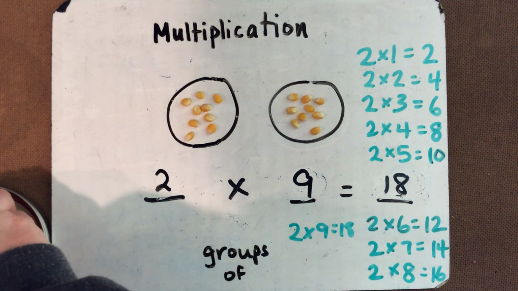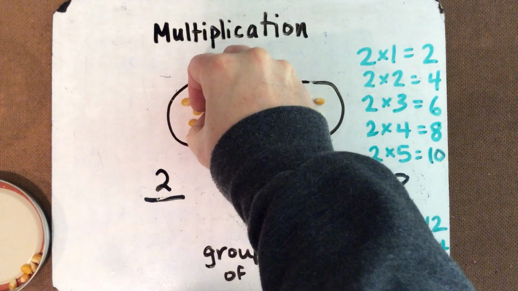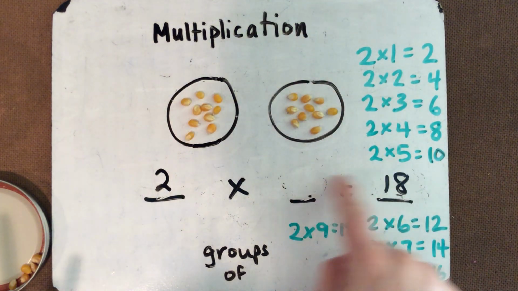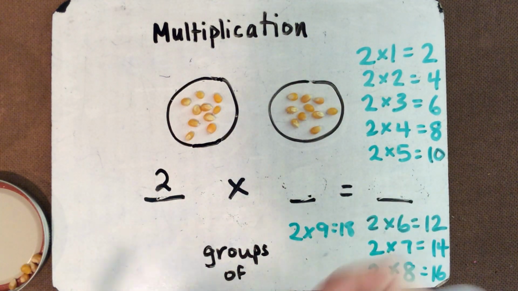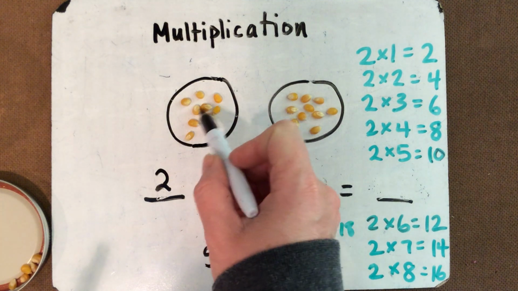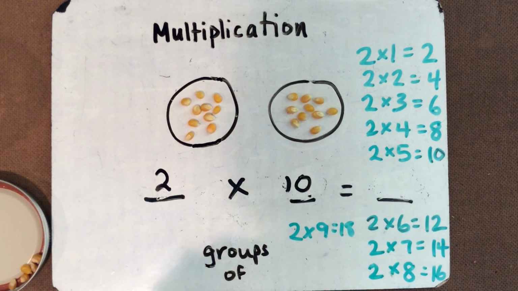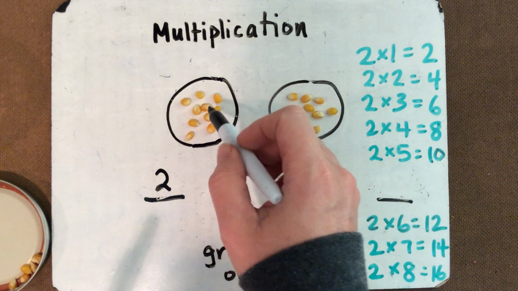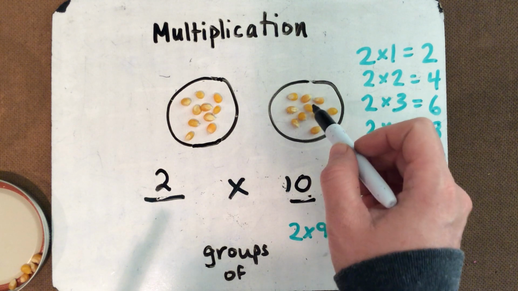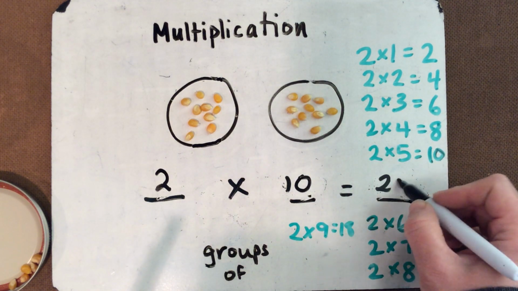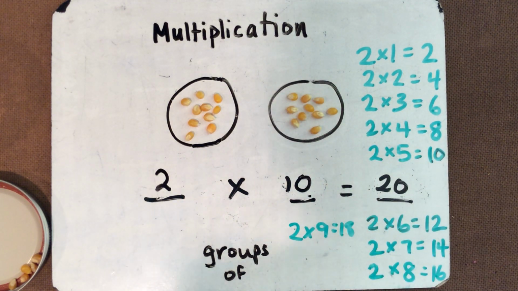Okay, let's add 2 more. Now we've got 2 groups of, I added 1 more, so I should have 10. Yep, 2 groups of 10 equals, it's 2 times 10. It's like 10 plus 10. 1, 2, 3, 4, 5, 6, 7, 8, 9, 10, 11, 12, 13, 14, 15, 16, 17, 18, 19, 20. Yes, 2 times 10 equals 20.